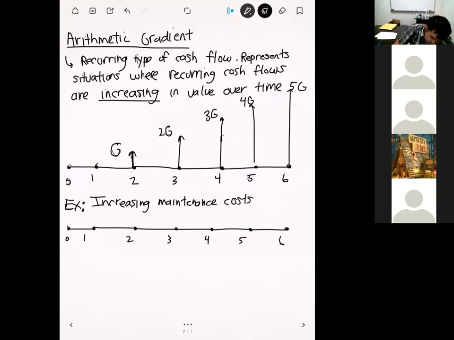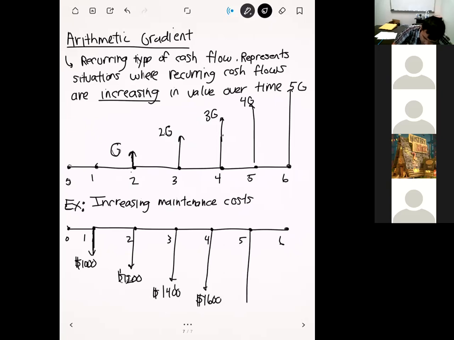And so let's say that maybe it's starting at $1,000 in year 1. In year 2, it's going to go up to $1,200. Year 3, it's going to be $1,400. Year 4 is going to be $1,600. And so on and so forth, right? 1,800. And year 6, we have 2,000. So obviously, we have a situation here where the costs are increasing with time.